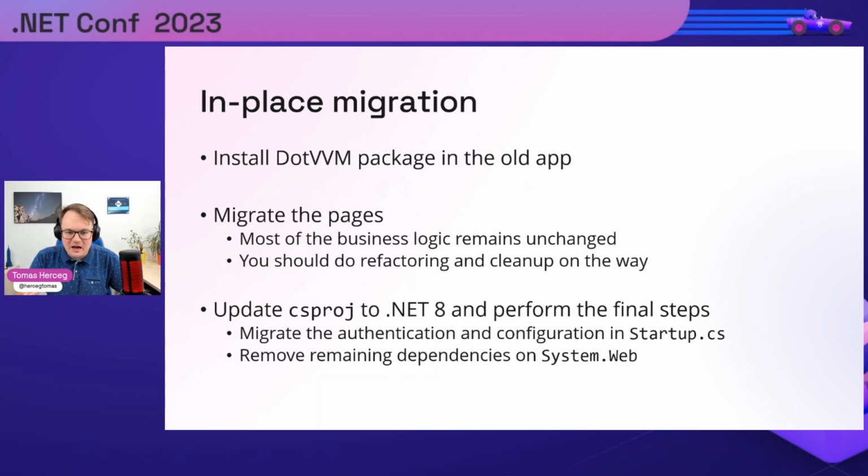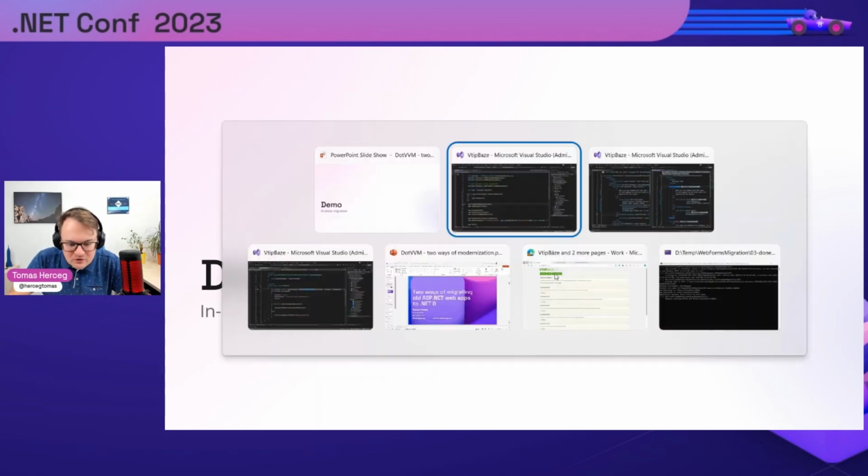And there are some things that will have to change, like the authentication. Just switch from web forms authentication to ASP.NET Core authentication. But it's just a few lines of code that will have to be replaced. And of course, if there are some remaining dependencies on System.Web, you will have to clean them also before retargeting to .NET 8. So let's see how this looks.